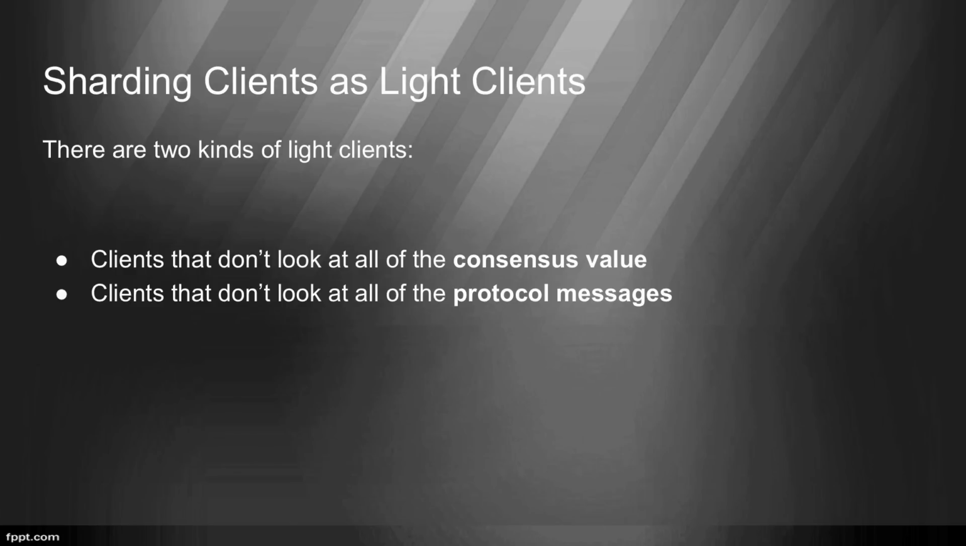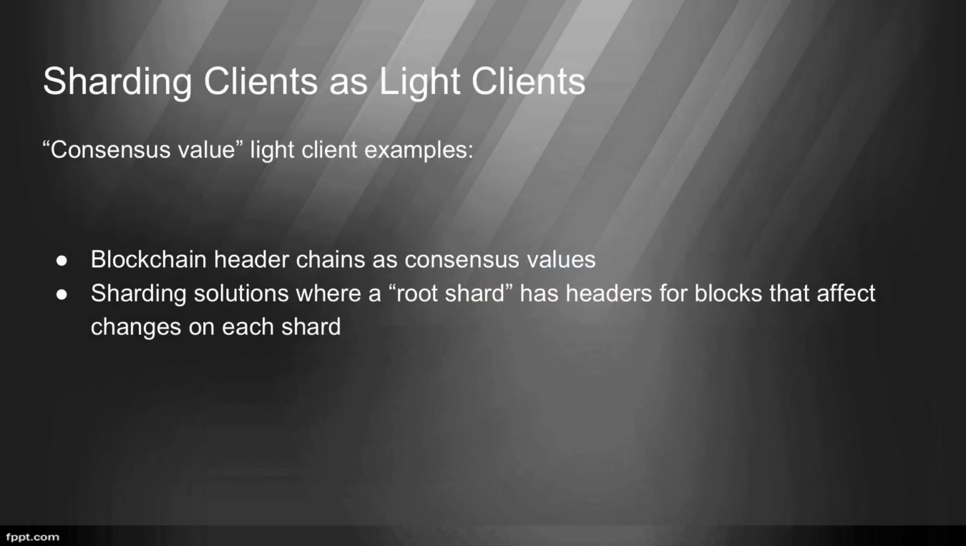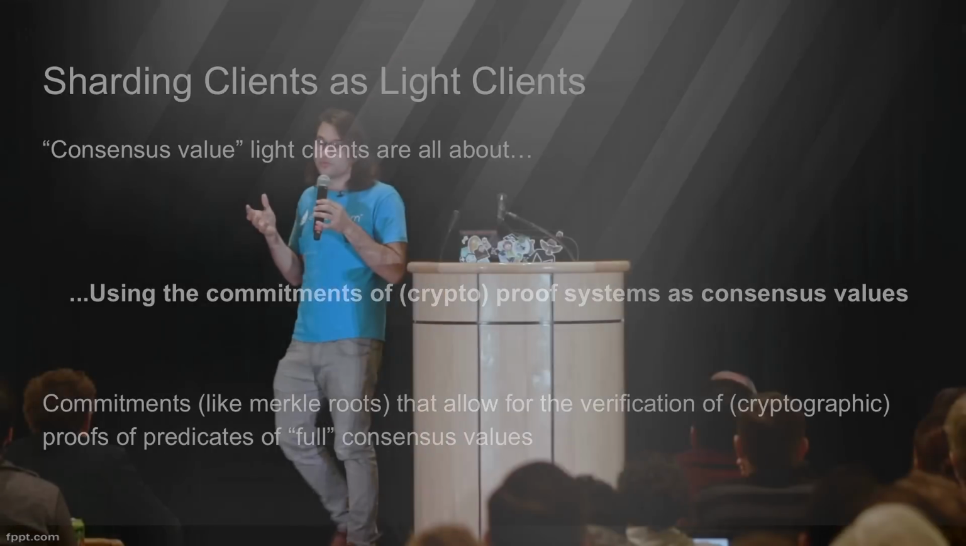There's light clients that don't look at all of the consensus value, and there's light clients that don't look at all protocol messages. This is a super interesting thing, so let me go into it. We're used to this kind of light client, what I call a consensus value light client, where instead of the consensus value being the whole blockchain, you have a header chain instead. Consensus value light clients are about using the commitments of proof systems as consensus values so that clients don't need to ask about the full consensus value when they're asking about predicates of it. They look at a Merkle root, for example, and ask about properties of this Merkle root, which they can do through a crypto proof system.